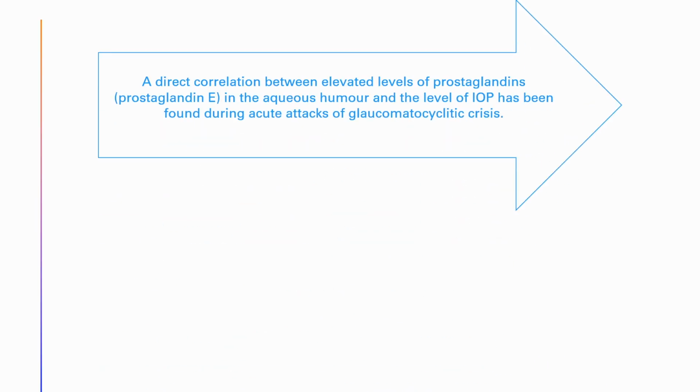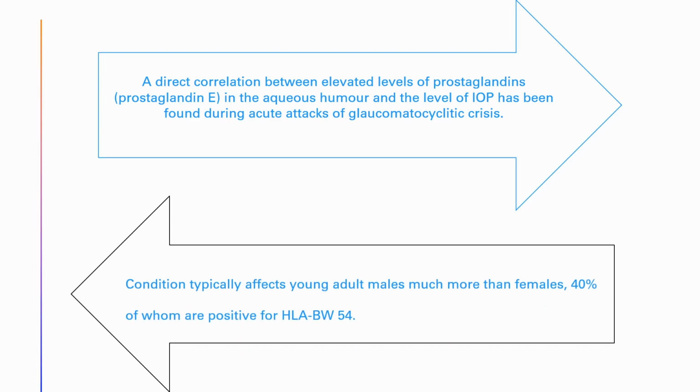And there is direct correlation between the elevated levels of prostaglandin E2 in the aqueous humor and the level of IOP, which has been found during acute attacks in glaucomatocyclitic crisis. And this condition typically affects young males much more than females, and 40% of whom are positive for HLA-BW54.